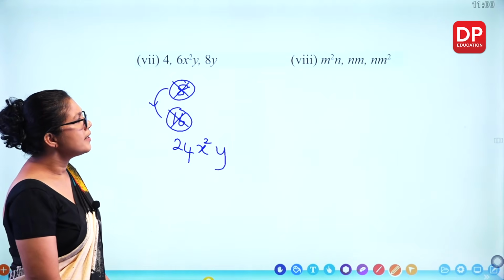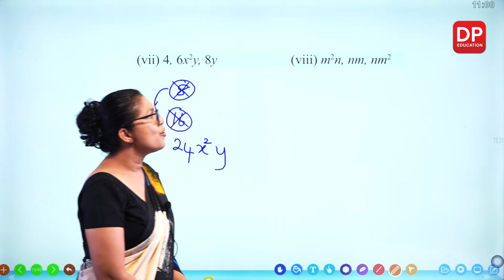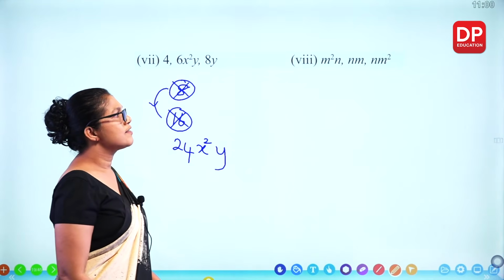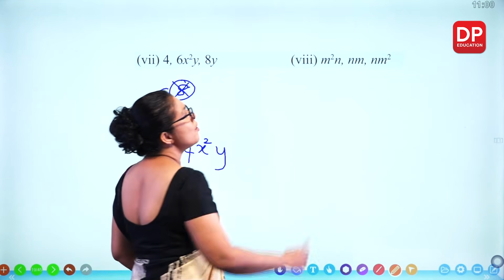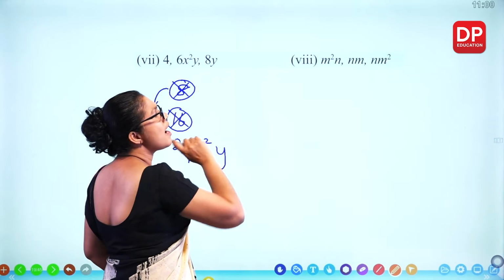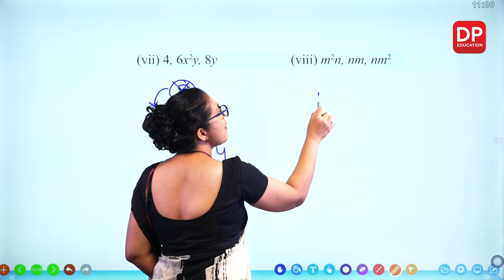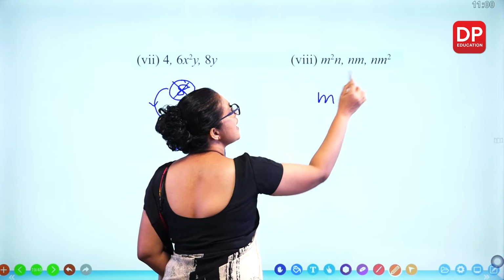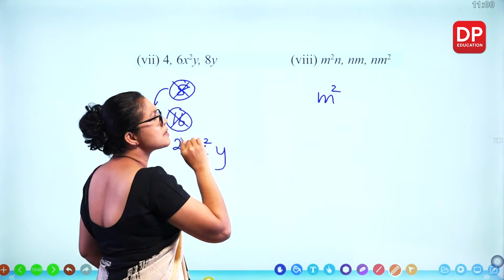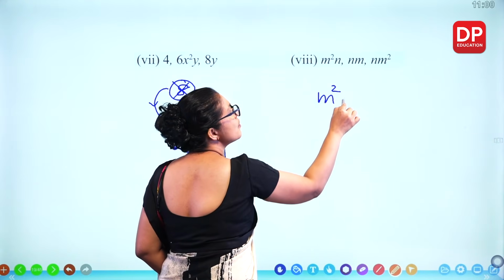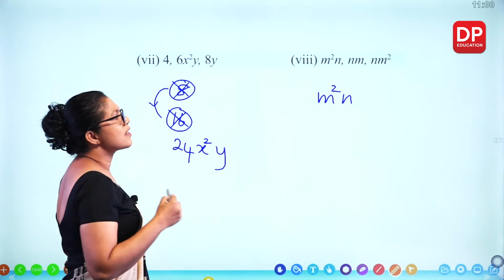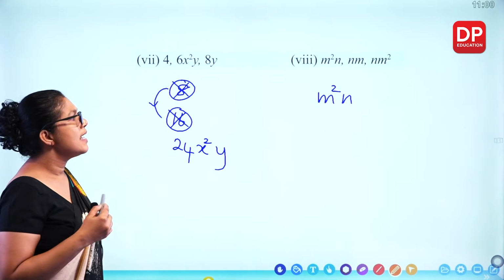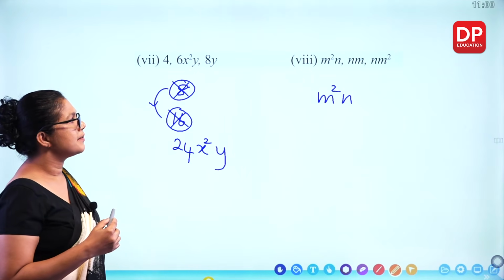Now look at this one. There are no numbers, so you don't need to find out the least common multiple. Now straight away you can find out the highest power. Highest power of m, you get m squared. Highest power of n, you get n. So what's the least common multiple? M squared n.